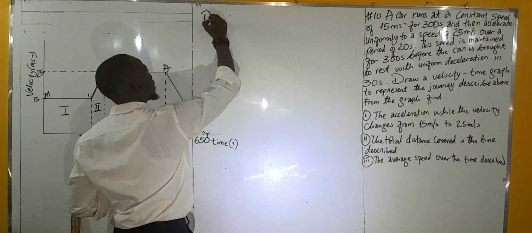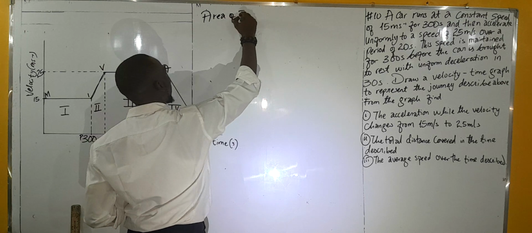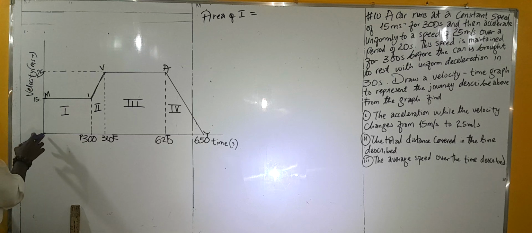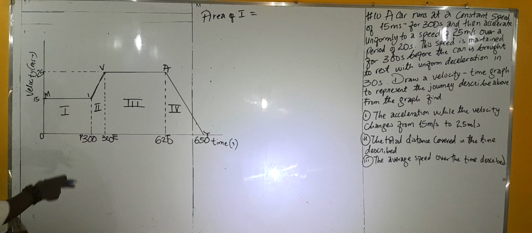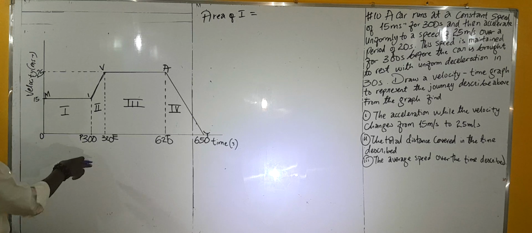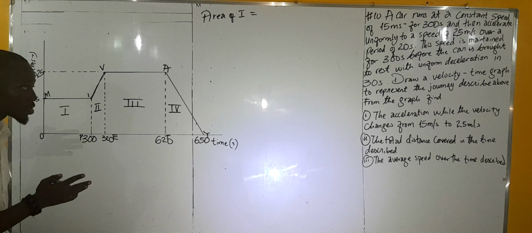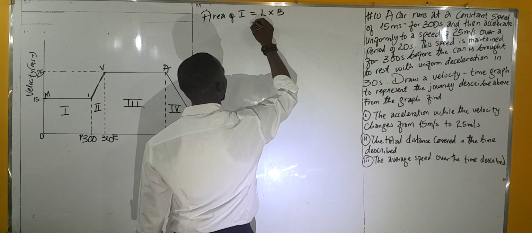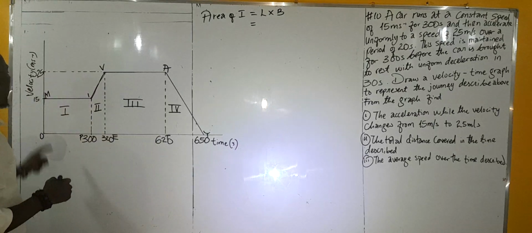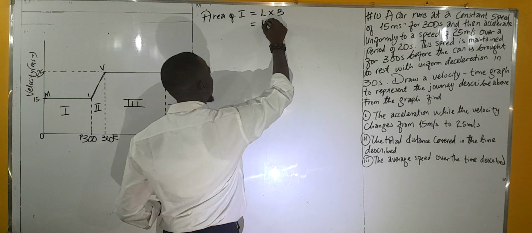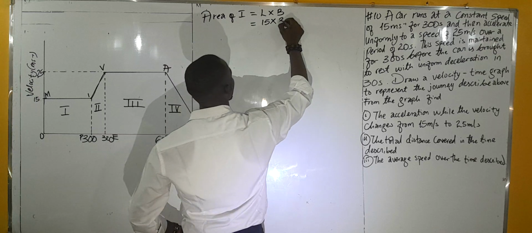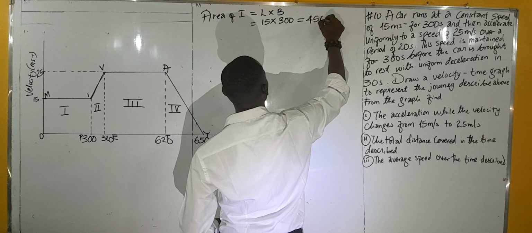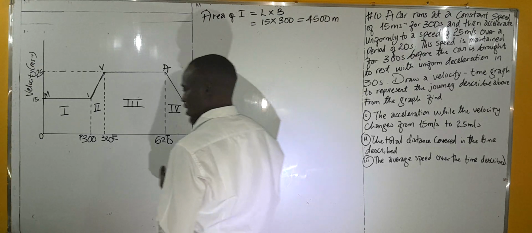So let's go to area of I. What does it look like? This point is 0. From this point, 0 to M is 15. 0 to P is 300. So this is obviously a rectangle. I'm going to say length times breadth. So what is my length? My length is 15 times 300. This is 4500 meters. It's as simple as that.